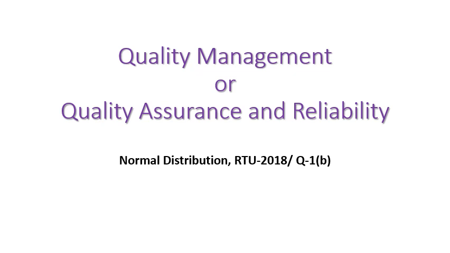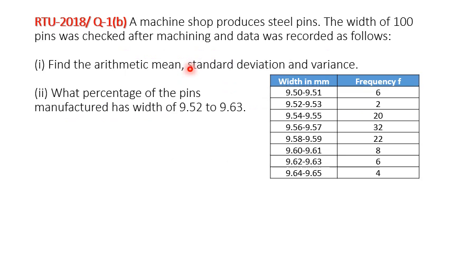Hello everyone. In today's class we will discuss quality management or quality assurance and reliability subject question from RTU 2018 from first unit. This is a numerical type question. The given question is like that: a machine shop produces steel pins. The width of 100 pins was checked after machining and data was recorded as follows. This data table is given.